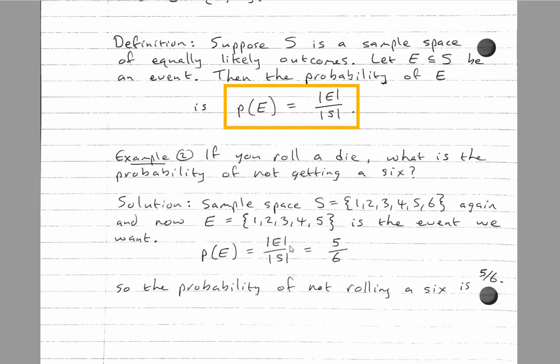So this time E contains 5 outcomes. So the probability of not getting a 6 is 5 over 6. So that's quite likely.